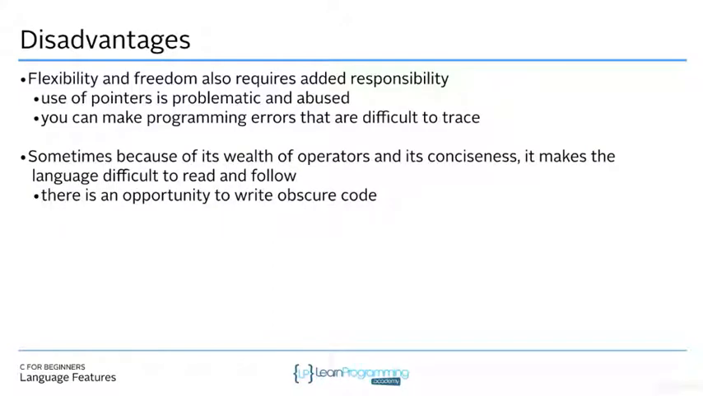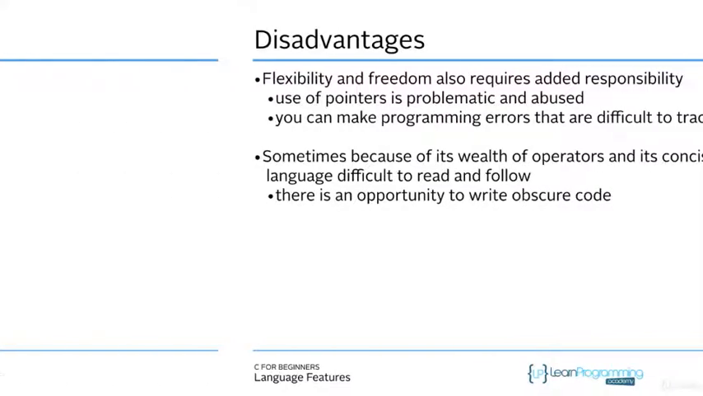Other things: because of its wealth of operators and its conciseness, it makes the language difficult to read and follow sometimes. For the most part, C is very easily readable. But if you use a lot of these different operators, that can make it more complex. So there's an opportunity to write obscure code, but any language can be badly written. You can use the English language when you speak and have bad grammar. It's no different when you use a programming language. But some say with C it's a disadvantage because of all these operators. It could be, if you use it incorrectly, harder to follow the code.